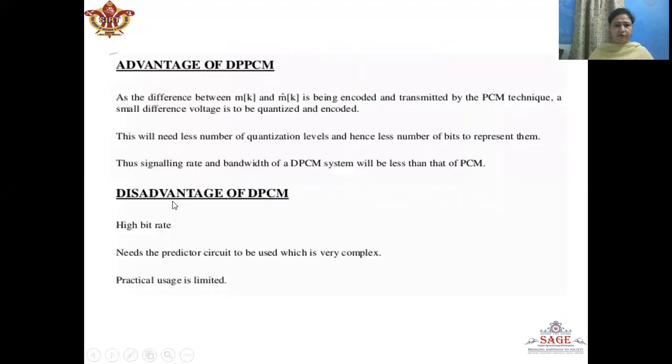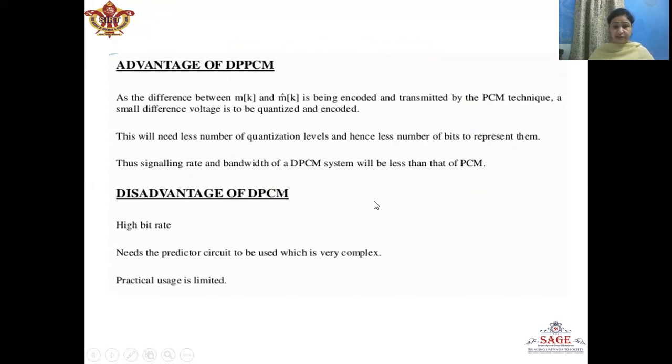Now, advantage of DPCM. As the difference between MK and MCAPK is being encoded and transmitted by the PCM technique, a small difference voltage is to be quantized and encoded. This will need a smaller number of quantization levels, and a lesser number of bits will be needed to represent them. The signaling rate and bandwidth of the DPCM system will be less than that of PCM.